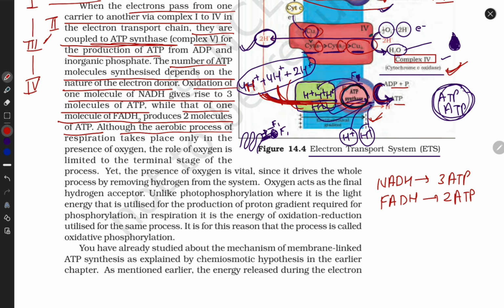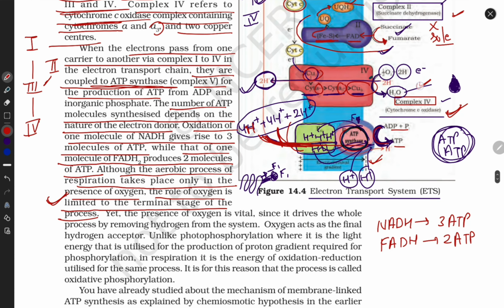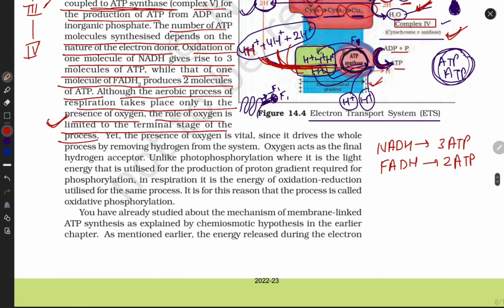Clear, guys? Although aerobic respiration takes place only in the presence of oxygen, we don't use a single molecule of oxygen in the citric cycle. The role of oxygen is limited to the terminal stage of the process. Here, complex 4 uses half an oxygen, 2 hydrogen ions and 2 electrons. So the presence of oxygen is vital and necessary. It drives the whole process by removing hydrogen ions from the system. Oxygen acts as the final hydrogen acceptor. This question is also asked in examinations: choose the one that acts as the final hydrogen acceptor.